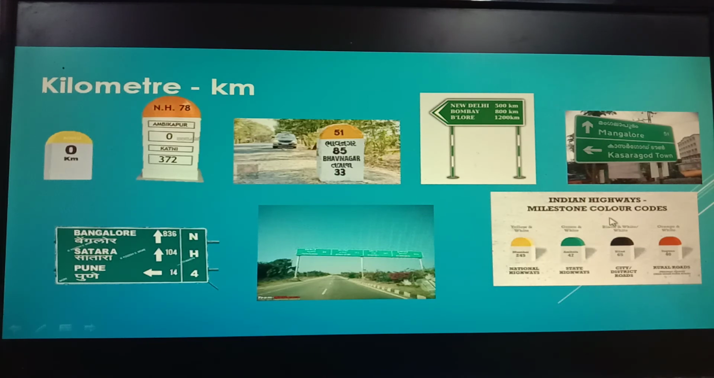Now here Indian highway milestone color code. Milestones are there, but they have different colors and different codes. Yellow and white milestone denotes national highways. Green and white milestone denotes state highways. Black and white milestone denotes city or district road. Orange and white milestone denotes rural road.